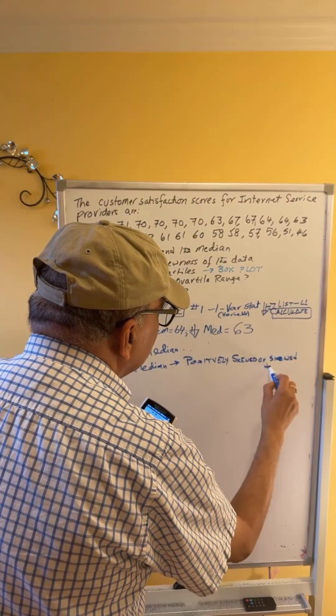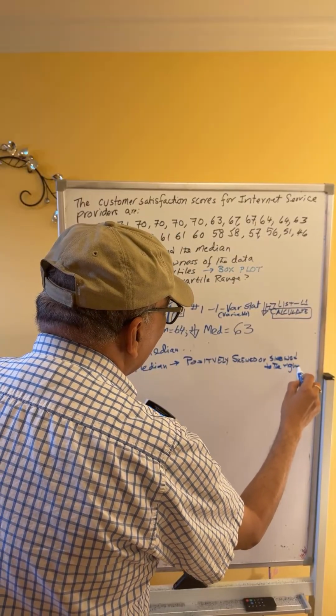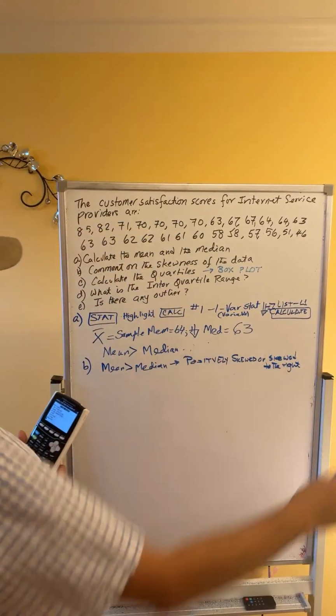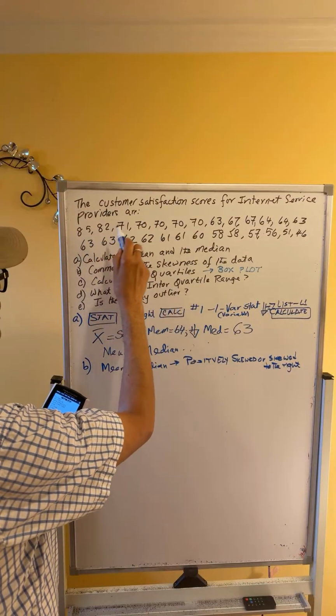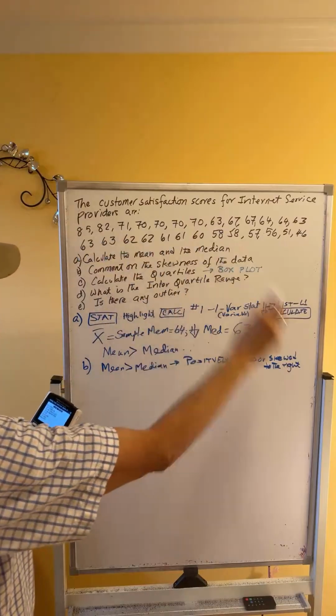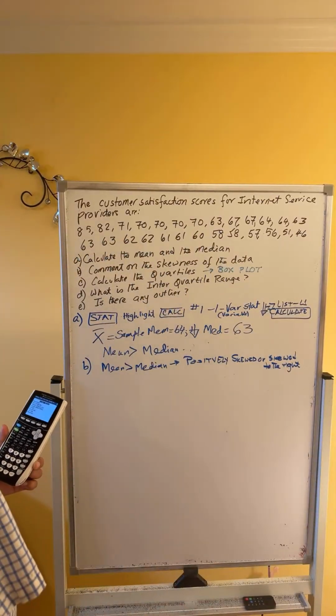That is, it has an extended tail on the right. It can only happen if there are many large numbers, and there are fairly large numbers. All of these, 85, 82, 71, are large numbers. So, positively skewed to the right.